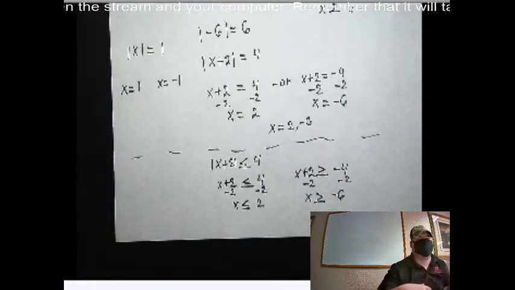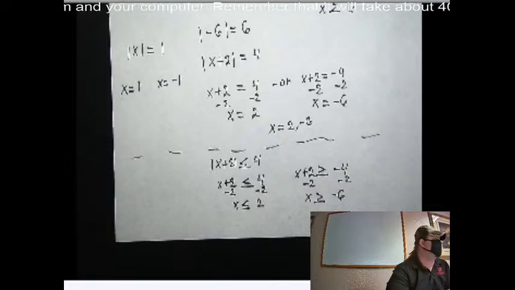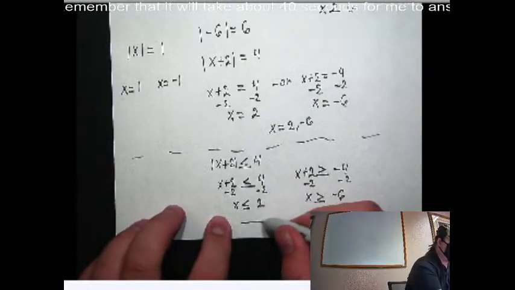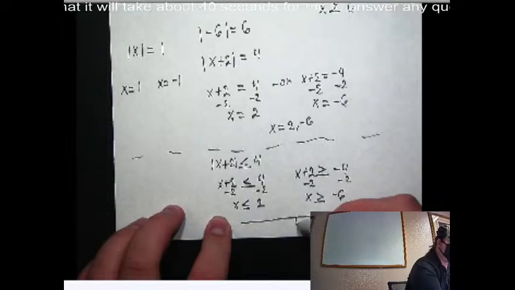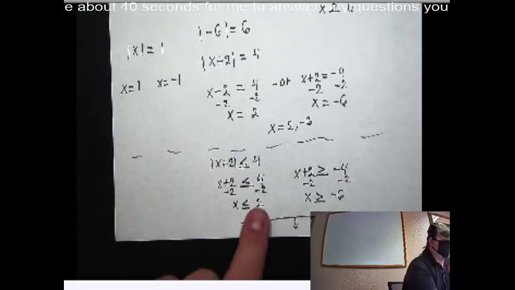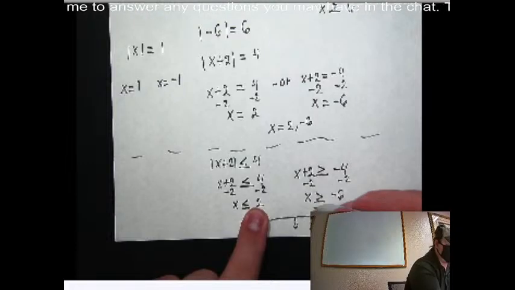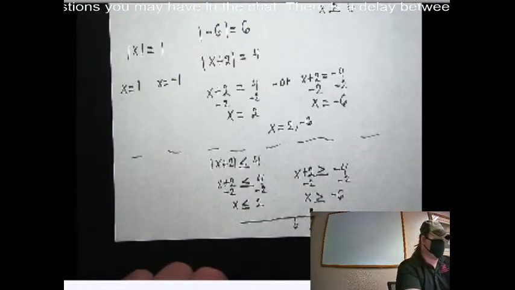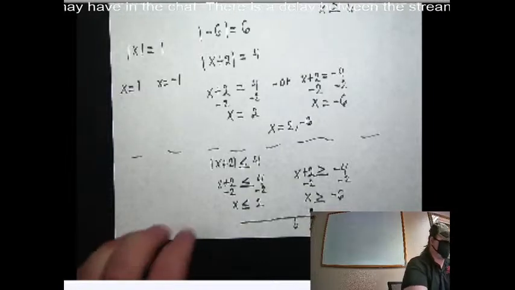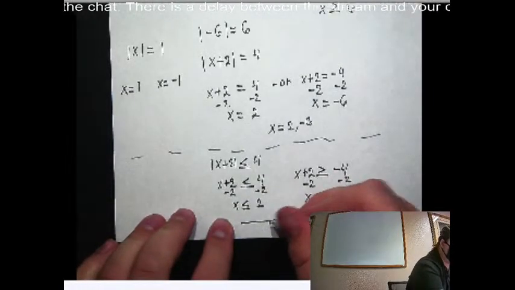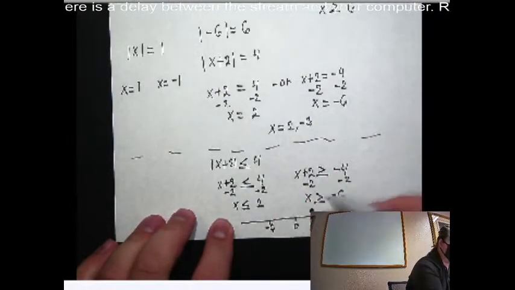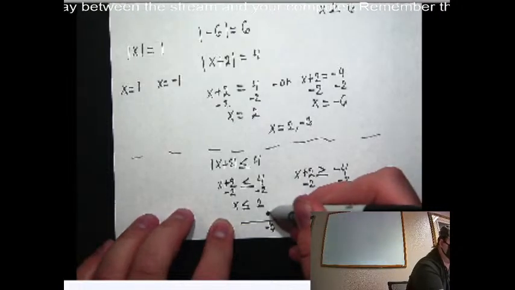Okay, so just so this makes a little bit more sense, let's graph it and see what this solution looks like. So 0 in the middle here. We have a solution starting at 2, so I'll mark 2 here, and it can be equal to, so I'll use a solid dot. We have another solution that starts at -6, so it's probably about right here. And again, it can be equal to, so I'll use a solid dot.